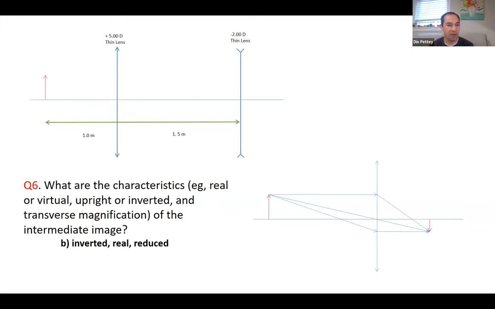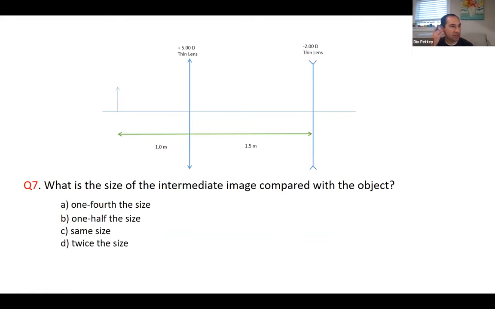Any questions on question six? All right. Lydia, are you on here? I am on, yes. All right. I'm going to pull up question number seven here. Can you tell us what you got for question seven?